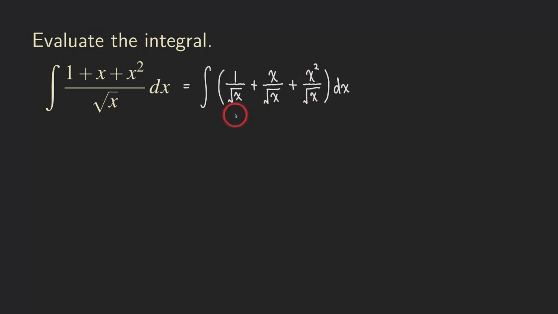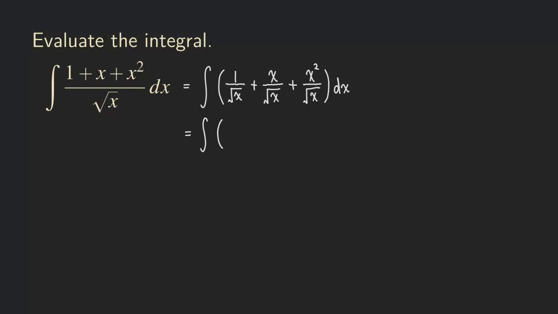Okay, but if you look at each fraction right here, they still don't look like anything that we can integrate directly. We still need to do a little bit more work to change their looks. We can write each of the three fractions in the form of x to some power so that we can reverse the power rule. So how do we write all three fractions in the form of x to the n power?